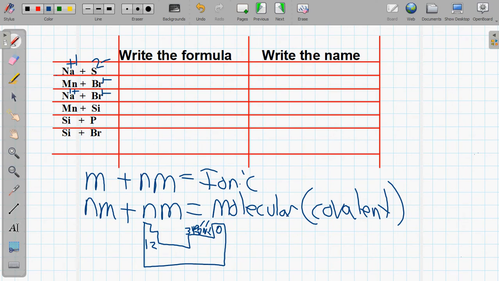I'm going to change that. I'm going to make that a P, and it's a 3 minus. That is a 3.